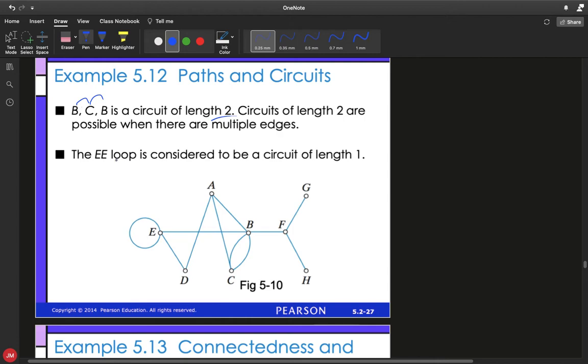In fact, the shortest circuit that we could possibly find is E to E, which is only possible because it's a loop. A loop will always have a length of 1 for its circuit, and that's the only way to have a circuit of length 1, is that it would have to be a loop.